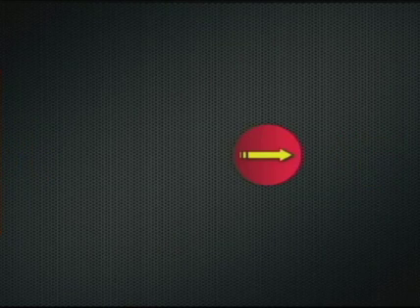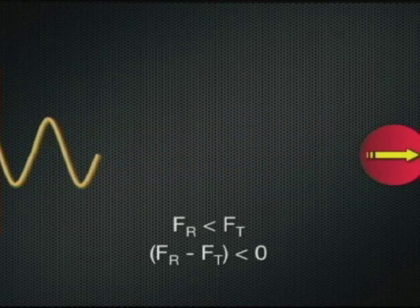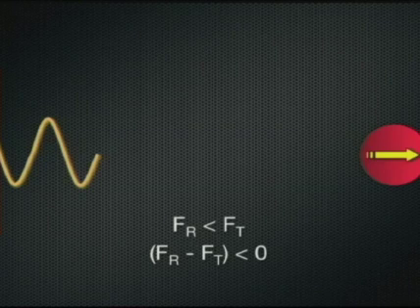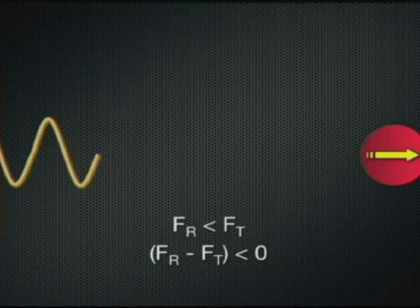If we look at an object which is moving away from the transducer, in this case, the reflected frequency is less than the transmitted frequency, or the Doppler frequency shift, which is the difference between the reflected and transmitted frequencies, is less than 0. So by looking at the frequency information in the backscattered ultrasound signal, we can immediately determine 2 things.